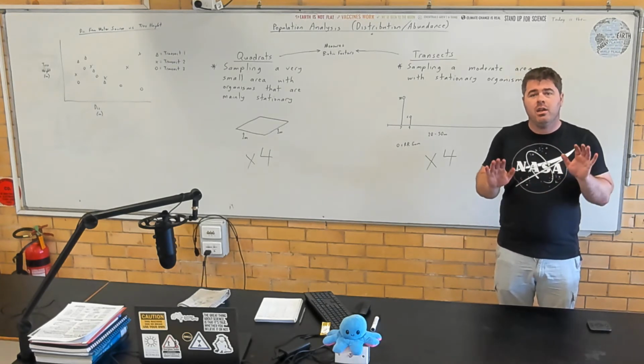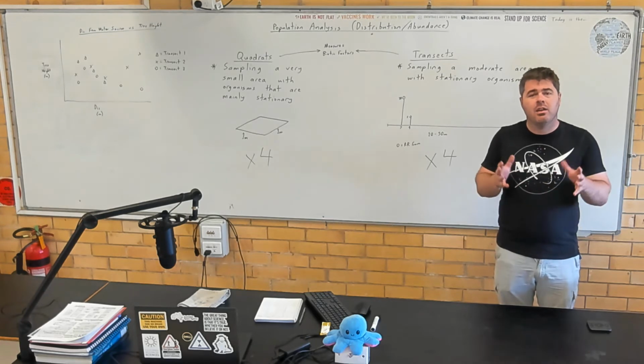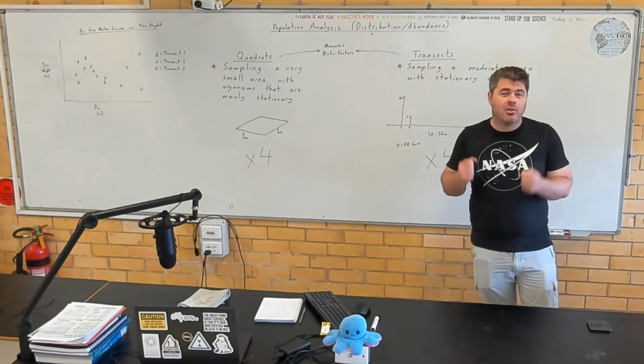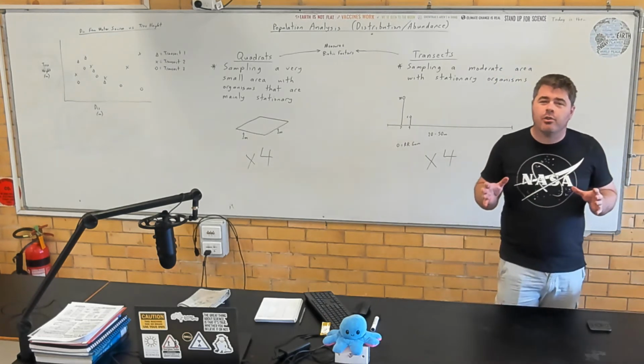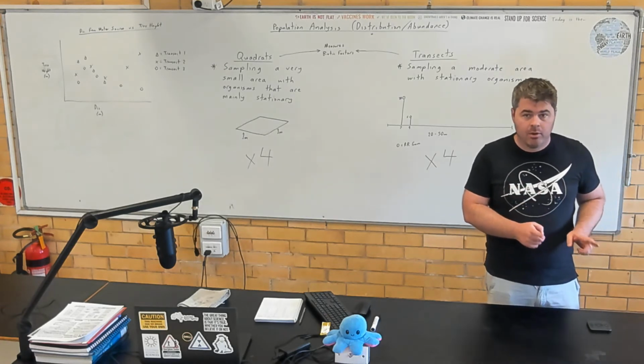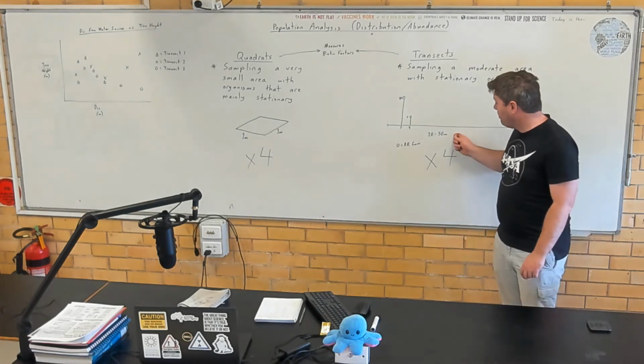For instance, in Australia, we know that many plants need water in order to survive. All plants need water to survive. However, in Australia, it's a very dry country. So one would assume that there are more plants where there is more water. We can prove that with this.